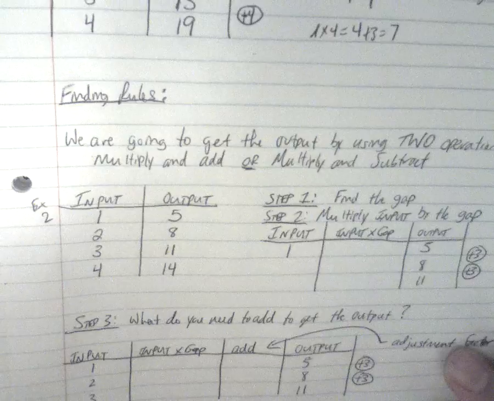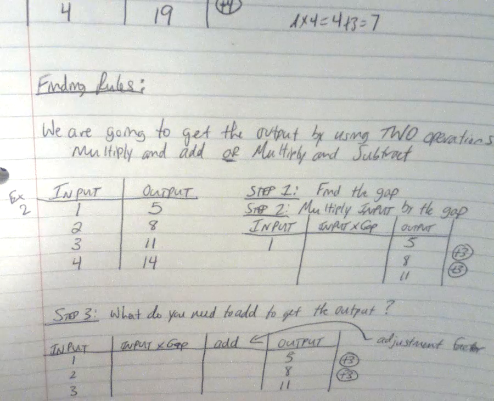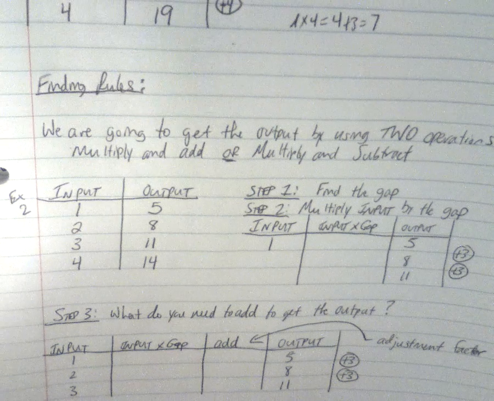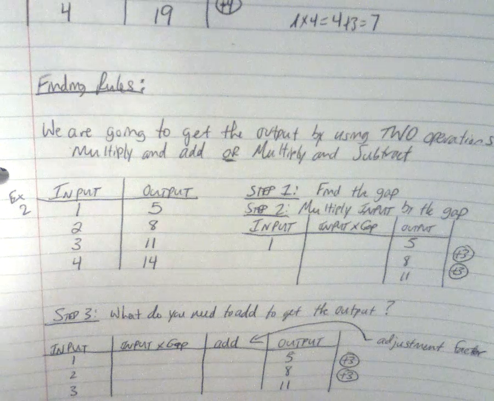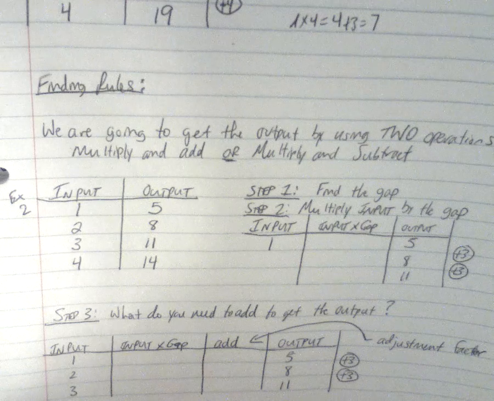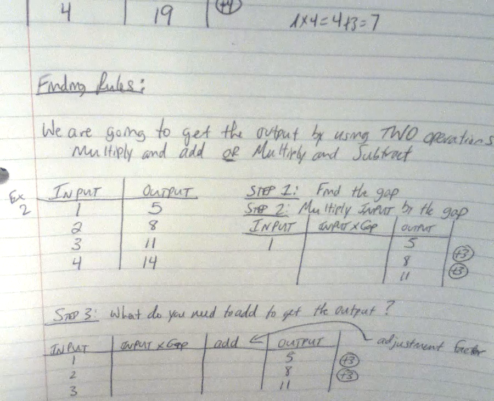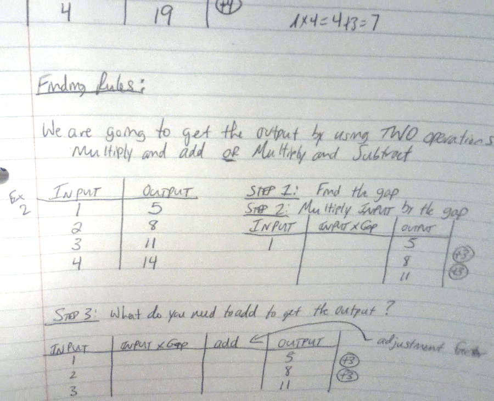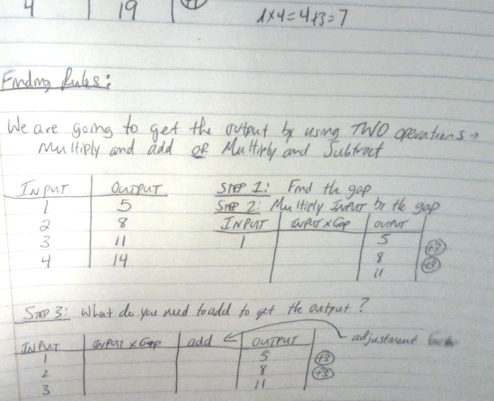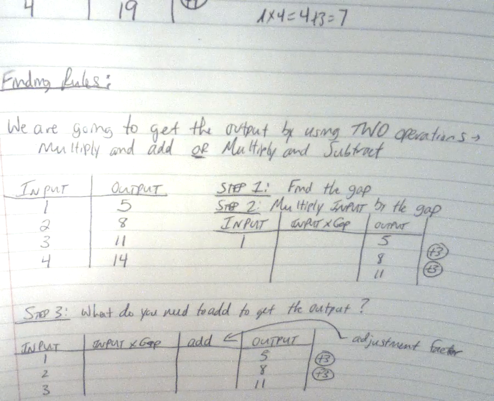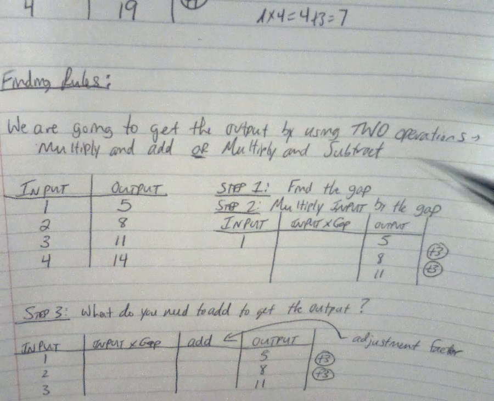Now, we're going to be doing something a little bit different, because we're going to be given the input and we're going to be given the output. And then we need to take our gap and do two different math operations to get the output. We're going to have to either multiply and add or multiply and subtract. That's what I have written down here.